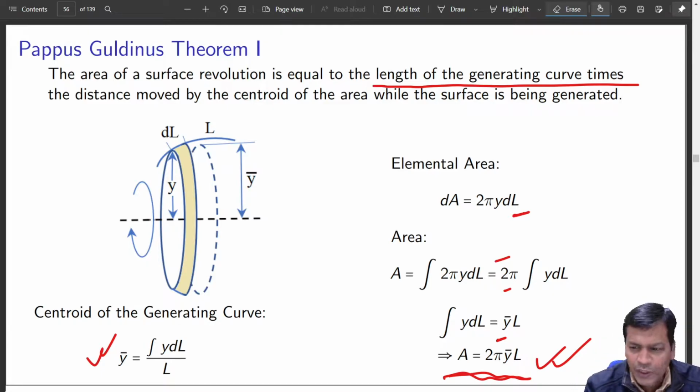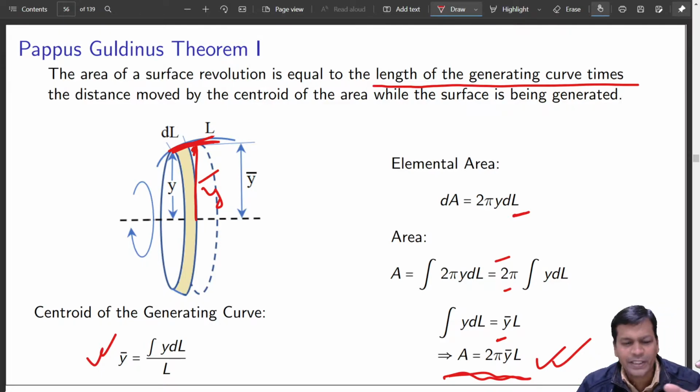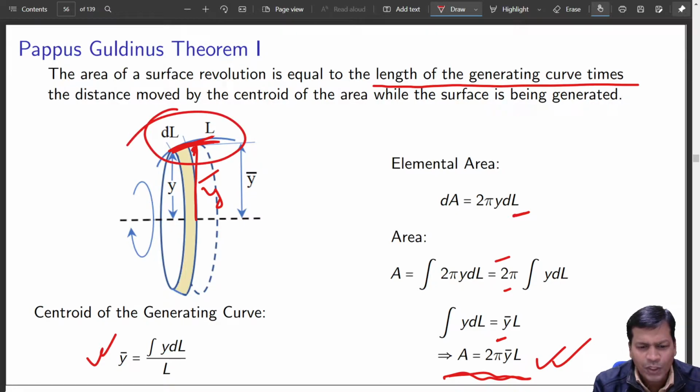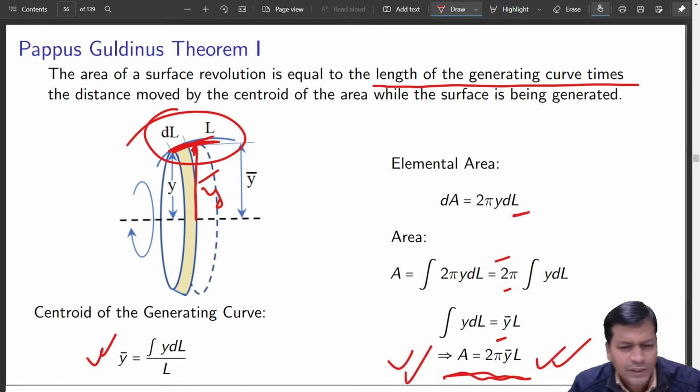L is the total length of this generating curve. This is the generating curve length, and that is the y bar. Y bar may be somewhere over here. If you rotate it, you will get the complete area. So this is a method to find the area of a swept surface. You don't need to do it in 2D, rather you can do everything in 1D, using this Pappus-Guldinus theorem 1.